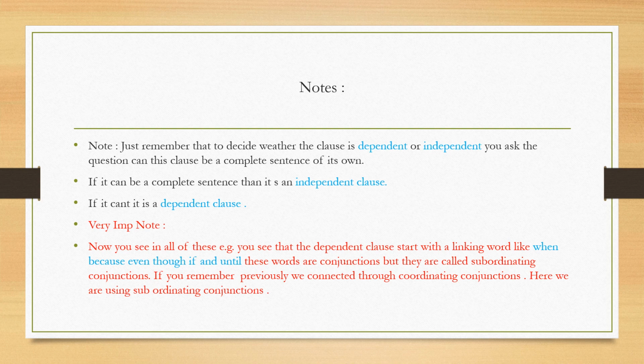If you remember previously, in a compound sentence we connected clauses through coordinating conjunctions. In a complex sentence, we connect the clauses using subordinating conjunctions. Here, we are using subordinating conjunctions.